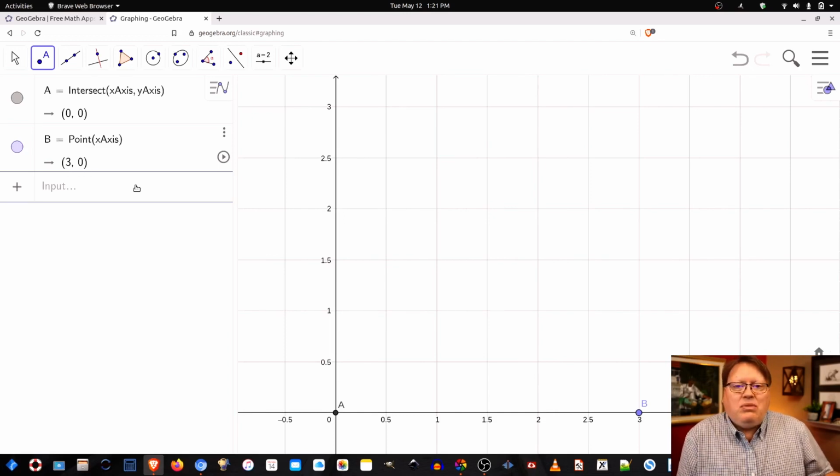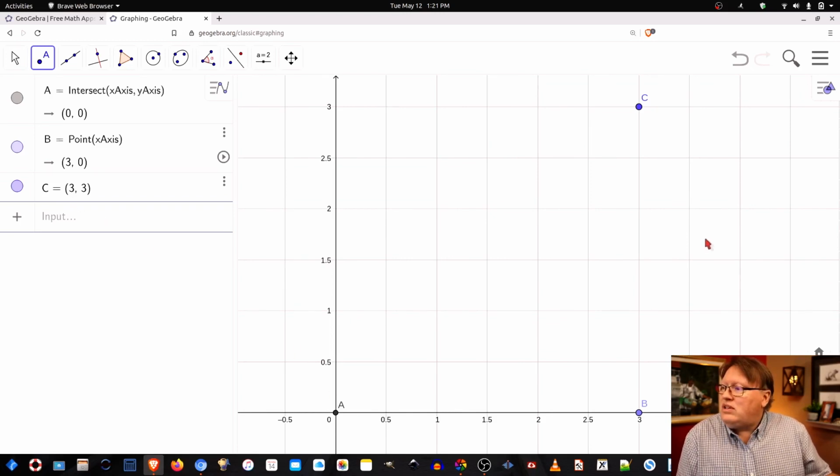And then we have the point (3, 3). So we're going to go from the origin, right 3 on x, and then up 3 to this point here, and we'll click there. And that is point C. It's nice how GeoGebra labels each of the points also. But now we have 3 of our points, and our final point is the point (0, 3).